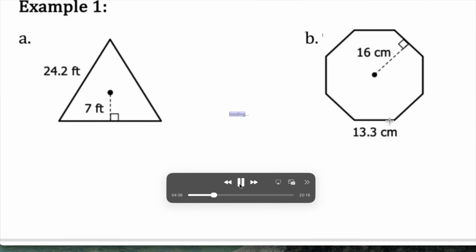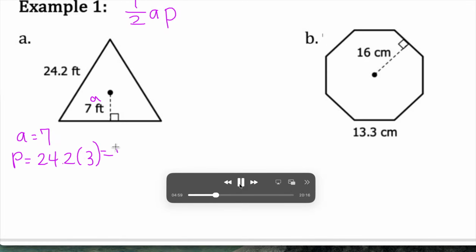Let's start with example 1. We are given two numbers here. The first number we're given is 7 feet, and that is representing the apothem because it's from the center of your triangle, and it's also showing that perpendicular relationship. The other number we're given is 24.2, and that's going to help us find the perimeter. So 24.2 times 3 sides is going to give us 72.6.